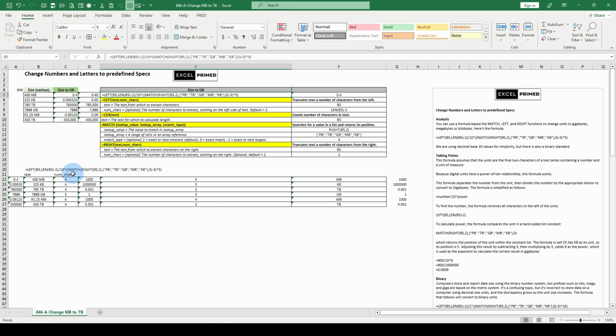So we have to do a conversion. We're going to take 400 MB and change it to gigabytes. And that requires a power of 10 and division. I'm going to reduce this down. How are we going to do it?